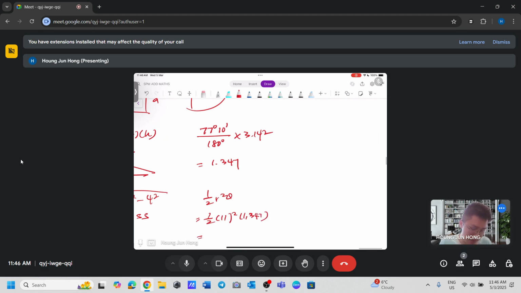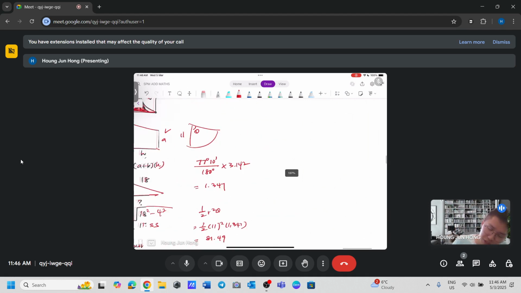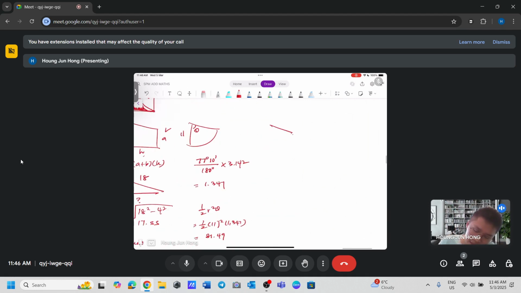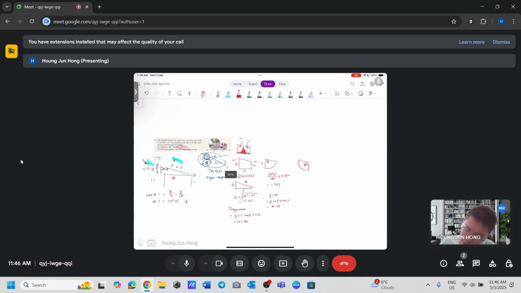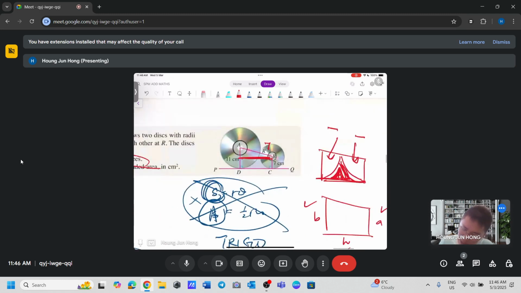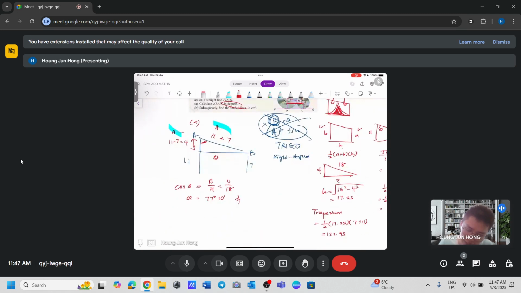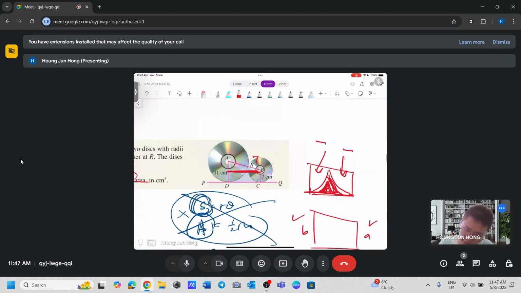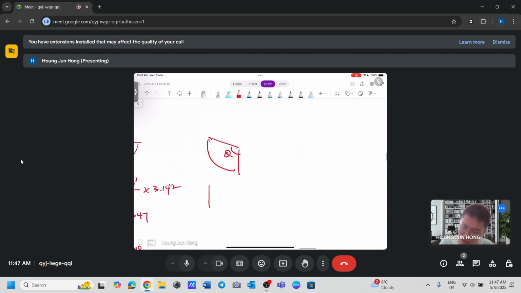You then get 81.49. Similarly, we also have to find the other sector, for which we don't have the angle defined. What is the angle here? It should be very simple. At the end of the day, it's just a whole trapezium.